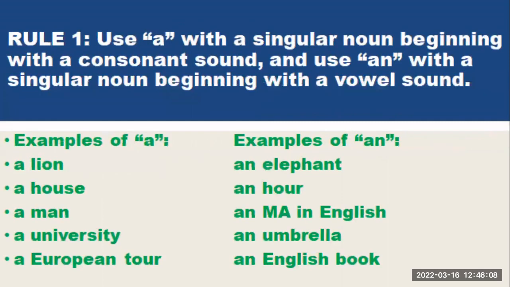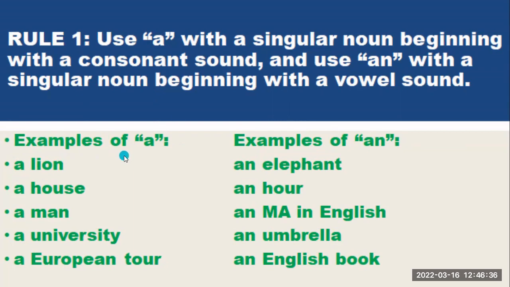Let's begin with rule number 1. Use a with a singular noun beginning with a consonant sound, and use an with a singular noun beginning with a vowel sound. So let's look at their specific examples.